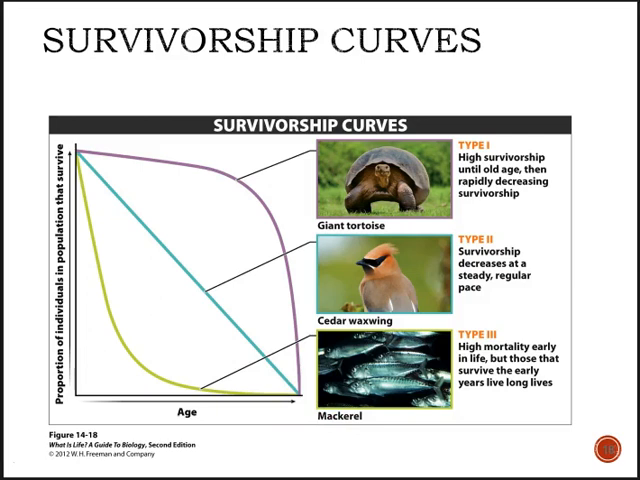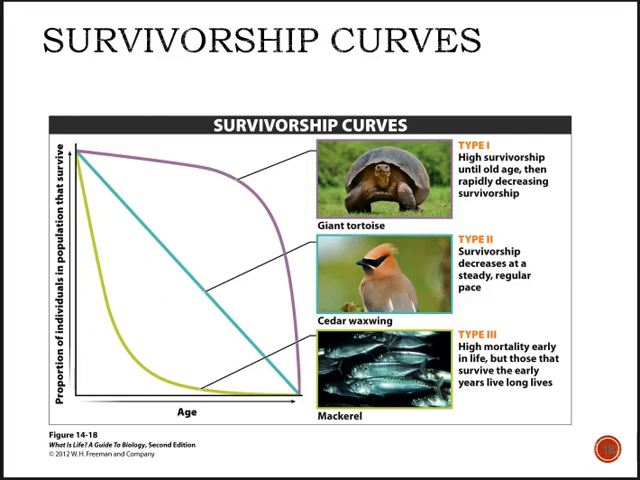You've got your type 1, like the turtles. You've got your type 2, like any birds really are type 2. They've got a regular pace of death throughout their life. And you've got your type 3, fish are a great example of type 3. Everything eats a small fish, but once it reaches a certain size, it doesn't have as many predators.